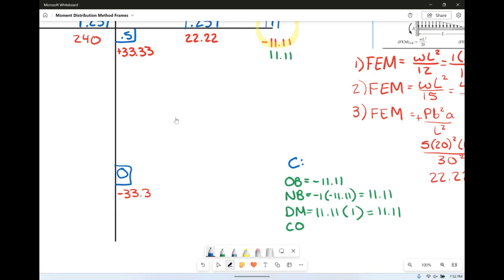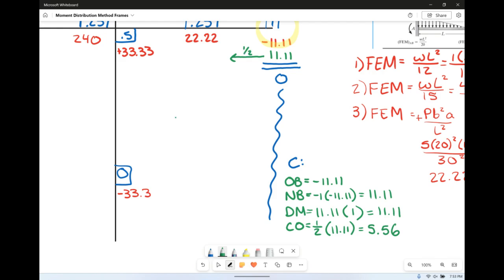Next, this guy is in balance. Congratulations, right? If you sum all that up, it will equal 0. And since he is in balance, he is done. We can squiggle him out. He's not going to take anything else. As far as the carryover goes, the carryover is half of that distributed moment, which is 11.11. So what we're going to find is 5.56. So half of it goes to his adjacent partner.